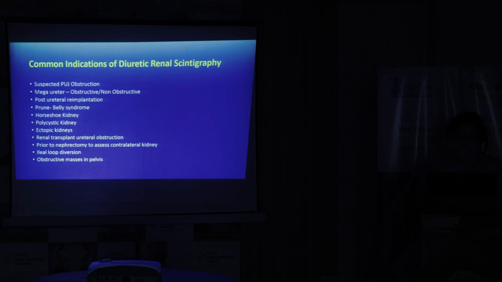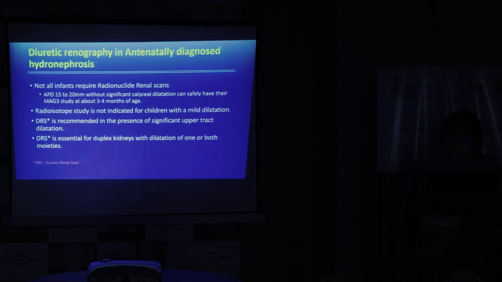Now coming to the indications. So indications are very simple. Any suspected PUJ obstruction, any obstructive uropathy, whether it is a mega-ureter or a post-ureteral reimplantation, prune belly syndrome in children, horseshoe kidneys, polycystic kidneys, ectopic kidneys, renal transplant obstructions, prior to nephrectomy to assess the contralateral kidney. Then you have the ileal loop diversions, obstructive masses in pelvis. So these may be the common indications for doing a diuretic renal scintigraphy.